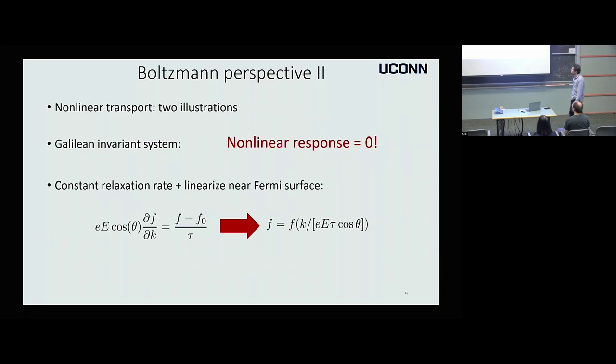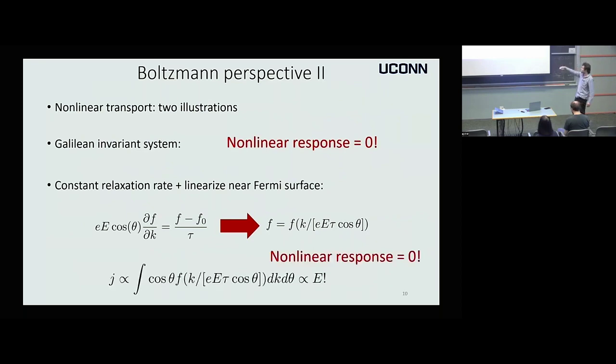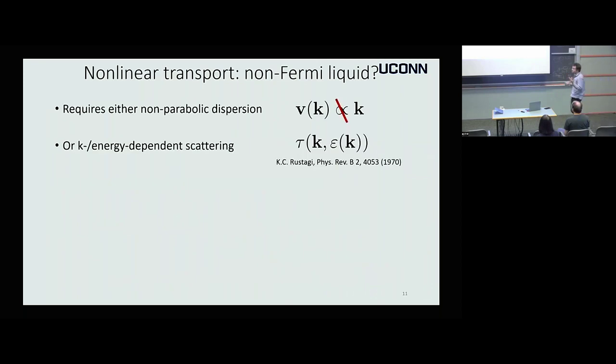Another illustrative example is that suppose you have a relaxation rate, you just do the usual tau approximation for the Boltzmann equation, and you linearize near the Fermi surface, something we often do in class. And it turns out that then, again, the Boltzmann equation can be solved exactly, and if you try to compute the current, again to all orders in E, you find that it's purely linear in E. So in both of these cases, nonlinear response vanishes exactly, which tells us that if we see nonlinear response, this means something non-trivial. In particular, there are two things that can lead to nonlinear response.